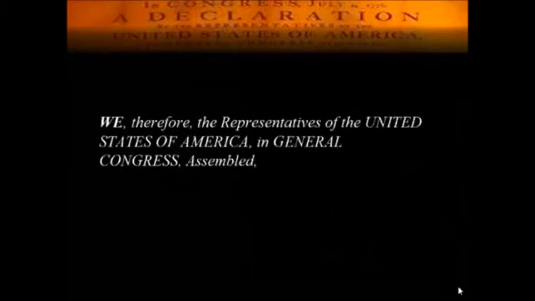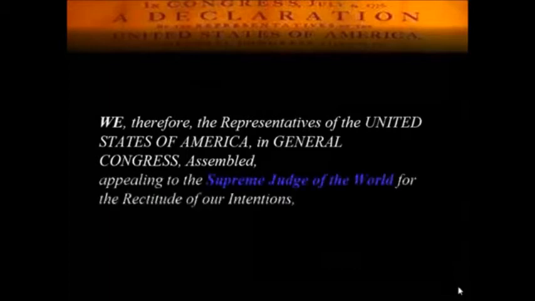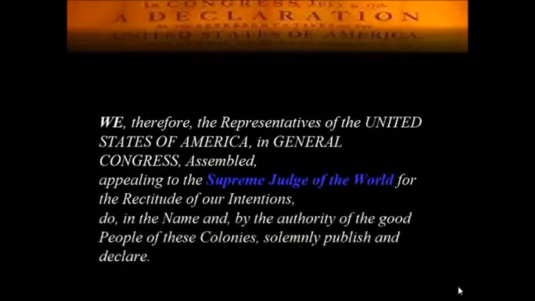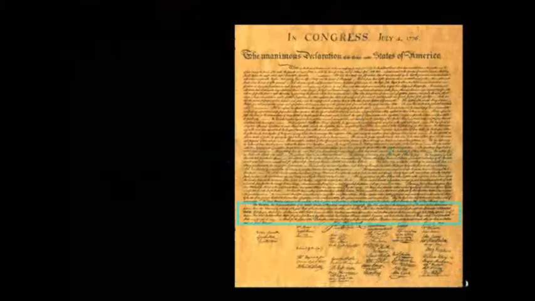We, therefore, the representatives of the United States of America and General Congress assembled, appealing to the Supreme Judge of the world for the rectitude of our intentions, do in the name and by the authority of the good people of these colonies solemnly publish and declare that these united colonies are and of right ought to be free and independent states. That's the Declaration statement.